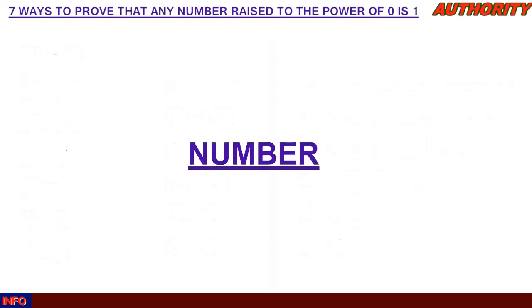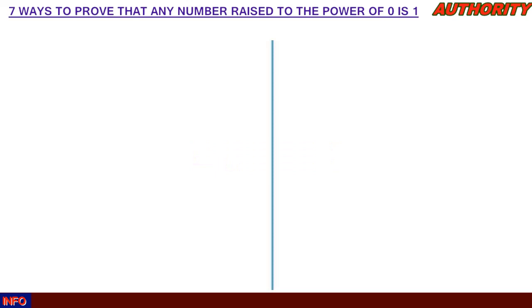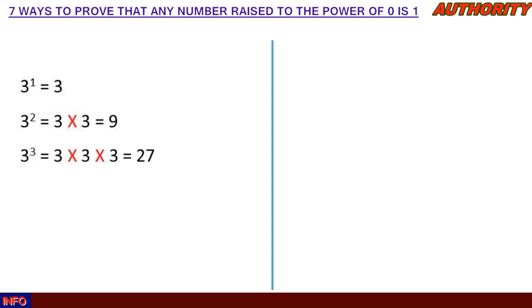Okay, now let's go to the next way to show that any number raised to power 0 is equal to 1. Let's take a look at this. We have 3 raised to power 1. You know, it's the same thing as saying 3, right? Yes. And then 3 raised to power 2. That is 3 multiplied by itself in 2 places, okay? So we have 3 times 3, which is equal to 9. And then 3 raised to power 3. That is 3 multiplied by itself in 3 places, okay? So we're going to have 3 times 3 times 3, which is equal to 27.